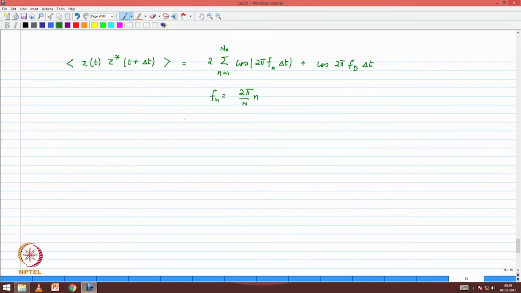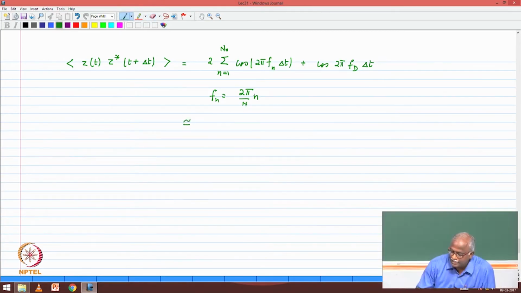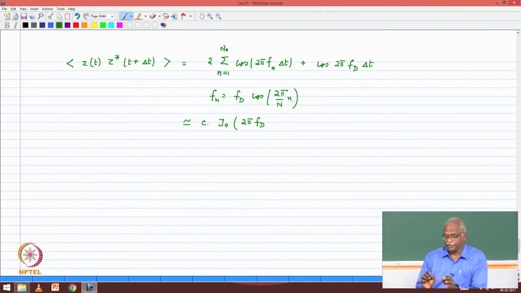This is a fairly good approximation, and the approximation gets better as n naught or n becomes large, and this is approximately some constant into j naught times 2 pi f d times, wait, I have written something wrong here. This is f d times cosine 2 pi by n into n, right? Please catch me if I am making such mistakes. 2 pi f d times delta t.